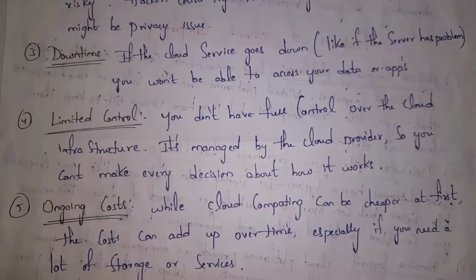And the fourth one is limited control. Guys, cloud is completely managed by cloud providers like AWS, Google, Microsoft Azure, etc. So you don't have complete control over cloud infrastructure. For example, if you consider AWS, how that AWS cloud must work, it is completely the Amazon company's decision. You cannot manage the decision. So you cannot make any decision like how that website must work.